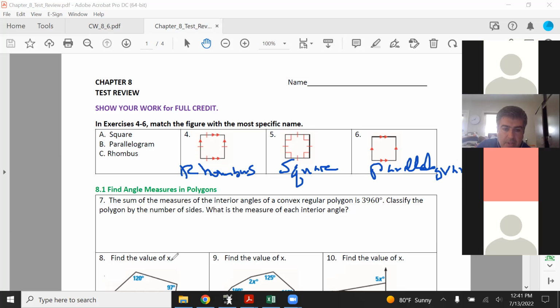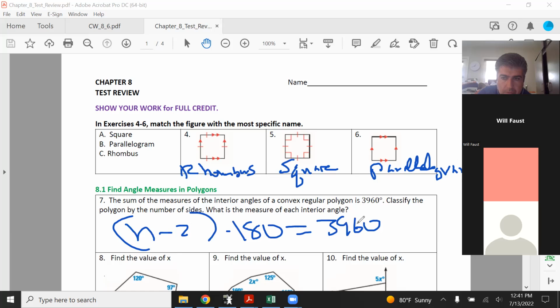For 7, I said I'll do one from each topic. The sum of the measures of the interior angles of a convex polygon is 3960, classified by the number of sides. So you just do this, and solve for n.